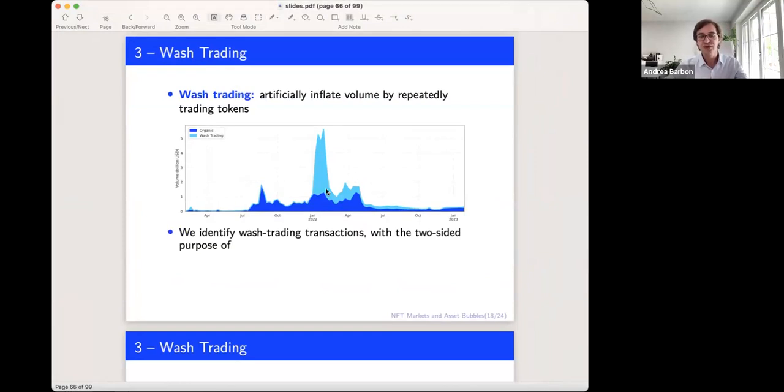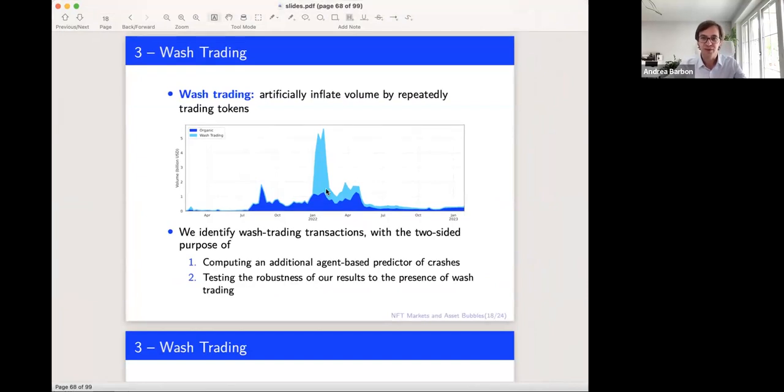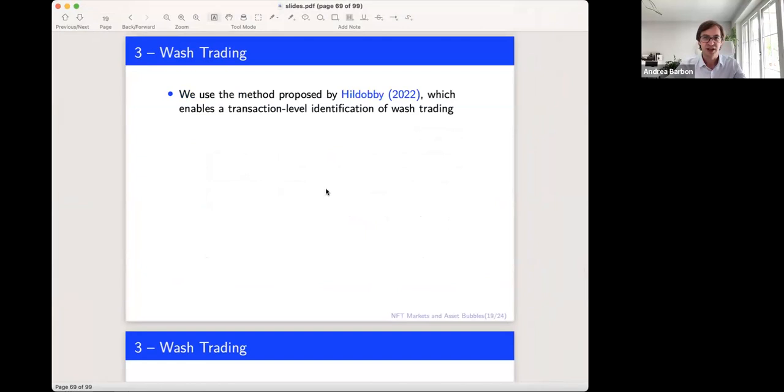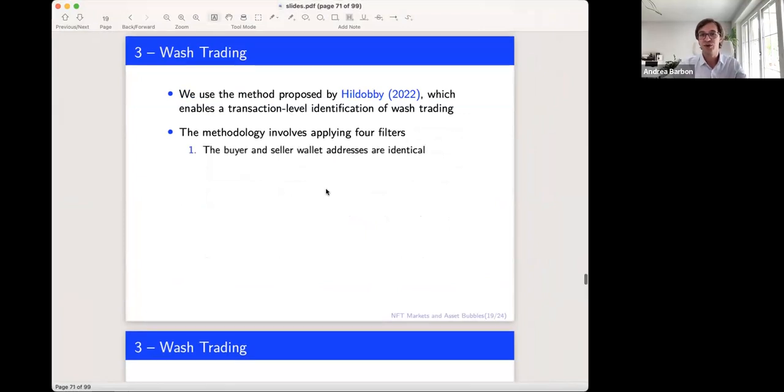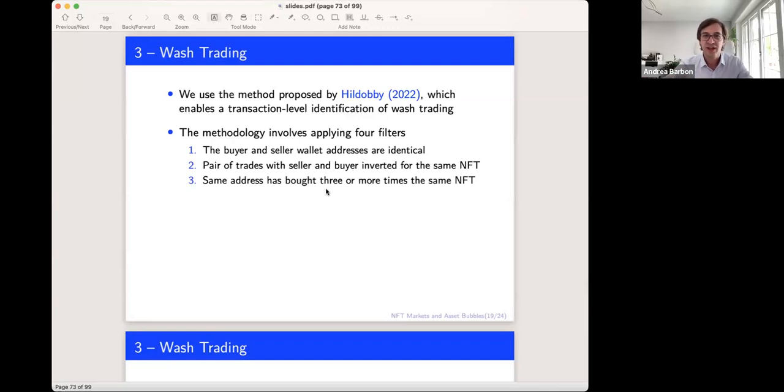By the way, what we do is we use an algorithm to identify wash trading transactions, and we use it to see if it's a nice predictor of crashes. In particular, we use the method by Hill-Dobby. This is based on an algorithm involving the application of 4 filters. Basically, a transaction is marked as wash trading if the buyer and seller are just the same wallet. Or if there is a pair of wallets buying and selling the NFT among each other, or if there is just an address that bought the same NFT 3 or more times. That's an indication of wash trading.